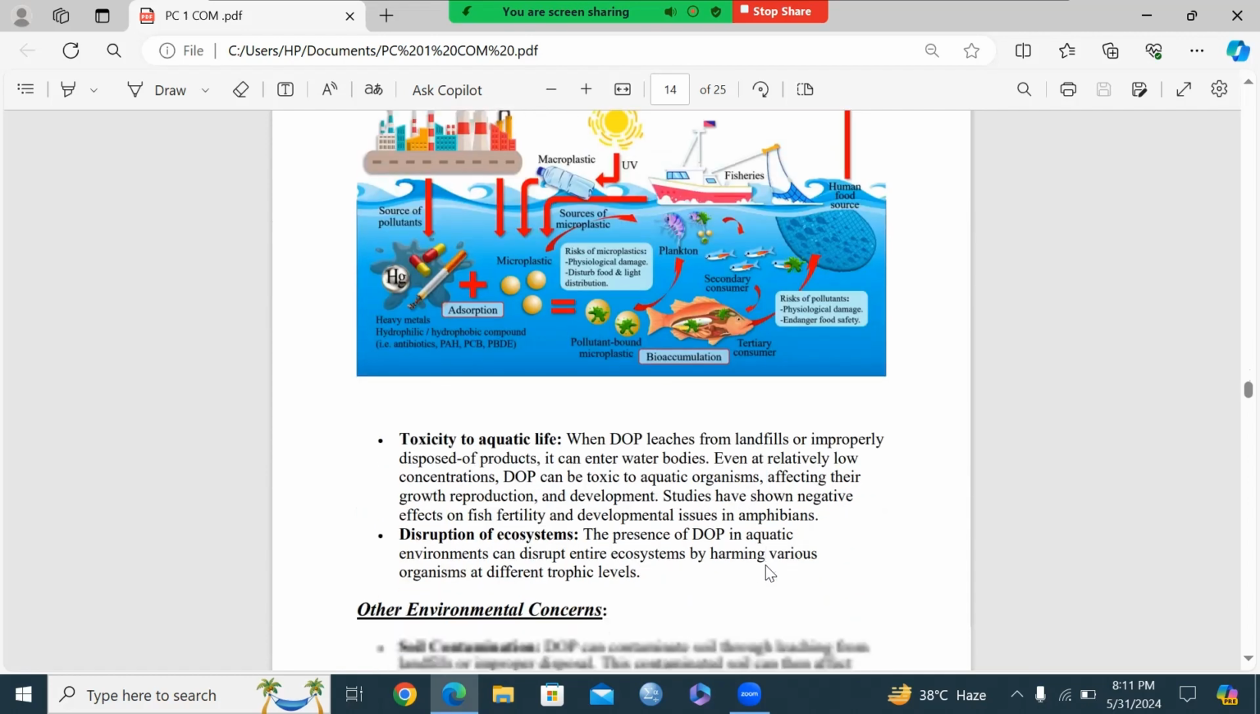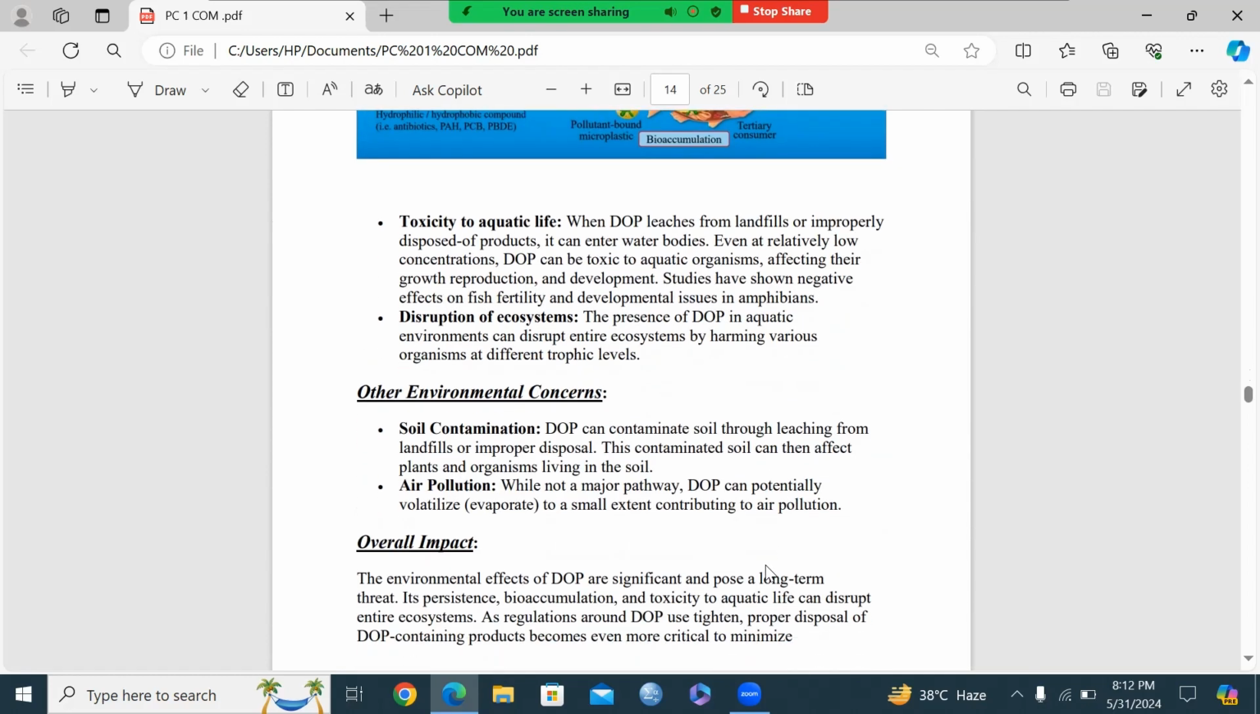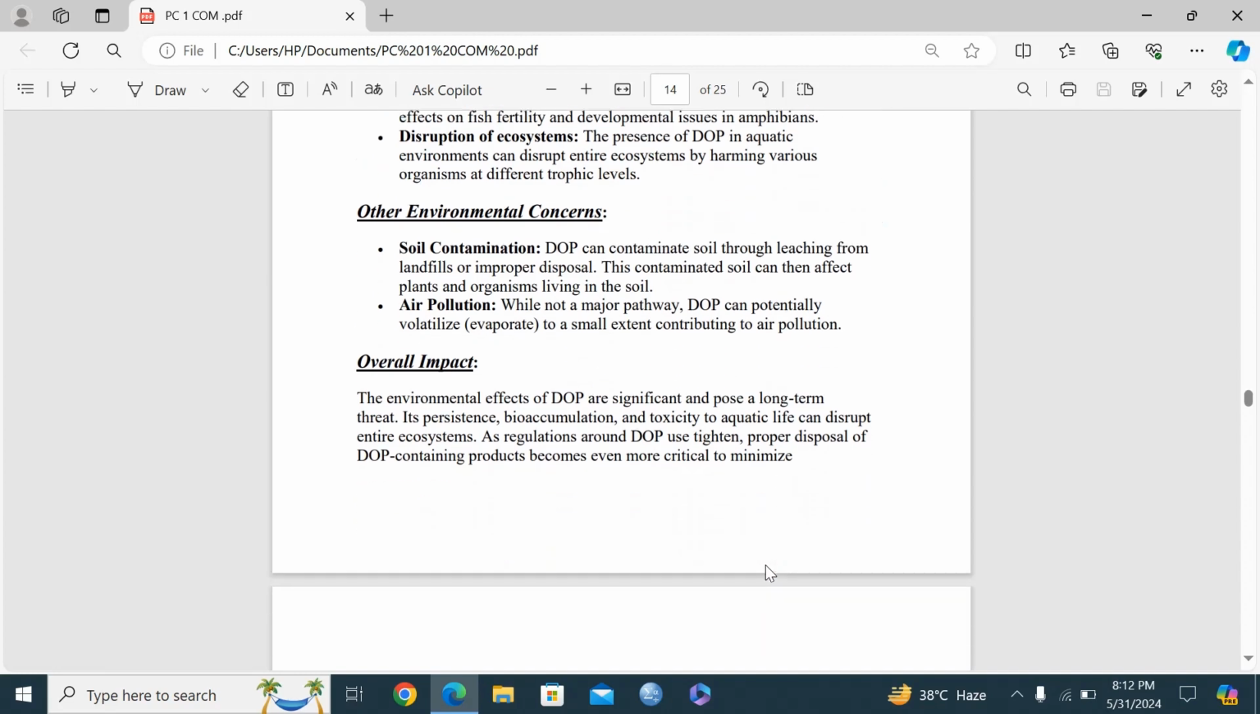Impact on aquatic environment. Toxicity to aquatic life. When DOP leaches from landfill or improperly disposed products, it can enter water bodies. Even at relatively low concentration, DOP can be toxic to aquatic organisms, affecting their growth and reproduction. Disruption to ecosystem. The presence of DOP in aquatic environments can disrupt entire ecosystems by harming various organisms.